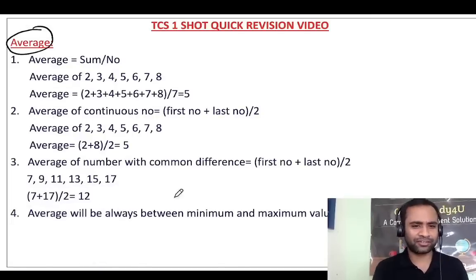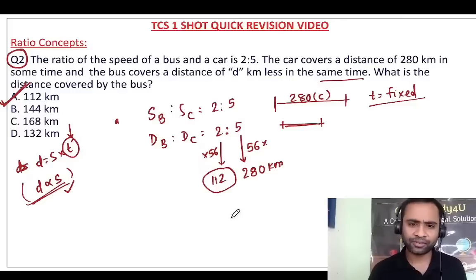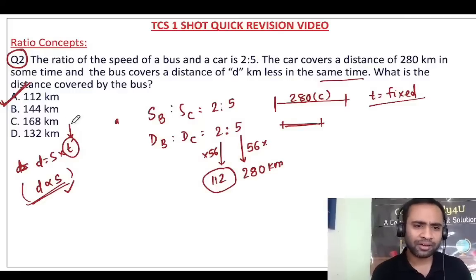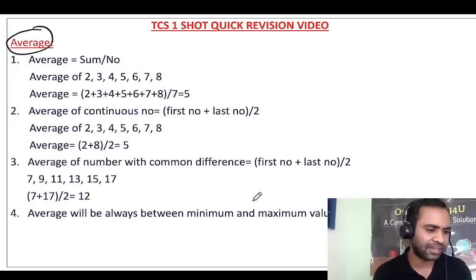So now average. Average is an interesting topic. What is the distance covered by the bus, right? So the bus covers a distance of d kilometer less in the same time, right? So basically, this is the distance traveled by the bus, not 168 kilometer, right?